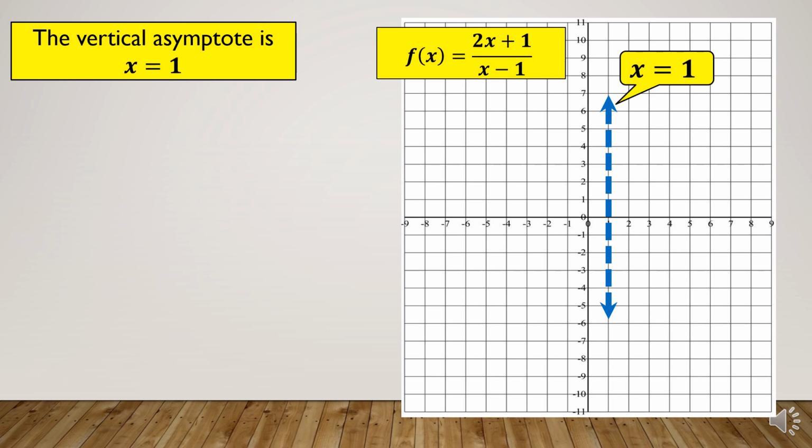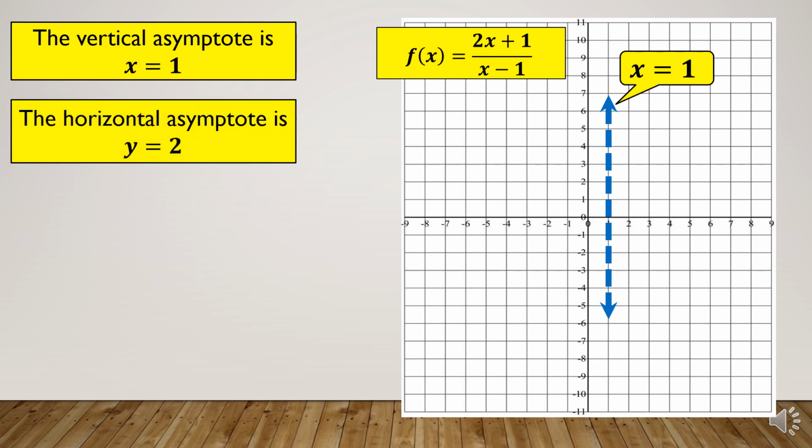Then we also have the horizontal asymptote, which is y is equal to 2. So we're going to check our y-axis, locate y is equal to 2 and draw a horizontal broken line. So this is now our horizontal asymptote. This line indicates that the graph of the given rational function is getting closer and closer to this horizontal line.